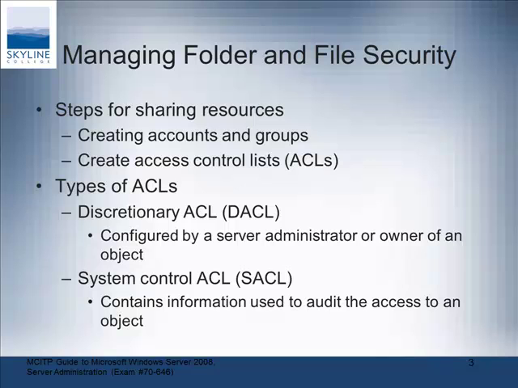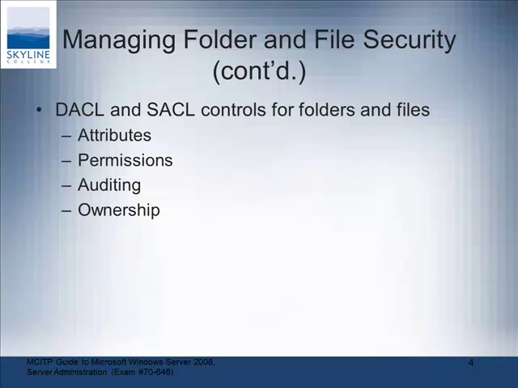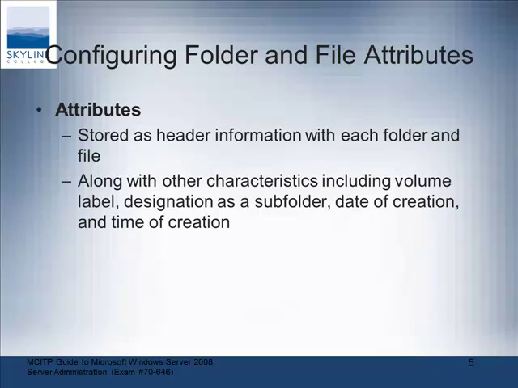System access control list, information used to audit access to an object. An audit, they're going to talk about in a few minutes, cover it right now. Audit's a two-step process. One, you have to turn the policy on, and two, when you're auditing folders and files, you have to say who you want it audited and what you want audited. Success, failure is what we're going to do with these things. Discretionary and system access control lists for files and folders: attributes, permissions, auditing, and ownership, all things that we can configure, all things that are going to be part of what we can manage in these systems.